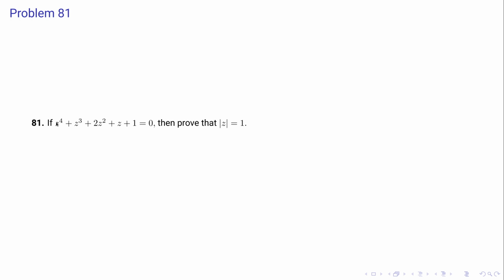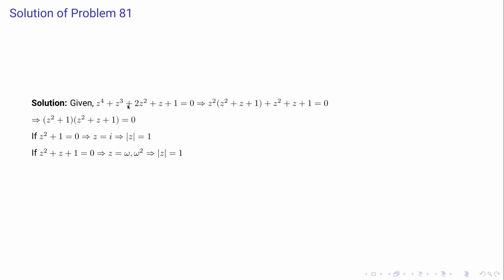Problem 81 says that if z to the power 4 plus z cube plus 2z square plus z plus 1 is equal to 0, then prove that mod of z is equal to 1. So we split this 2z square into z square plus z square, and then we take z square common from the first three terms. What we will have in brackets is z square plus z plus 1, and what we will be left with is z square plus z plus 1 is equal to 0. Now if you take z square plus z plus 1 common from both, you will have z square plus 1 into z square plus z plus 1 is equal to 0.